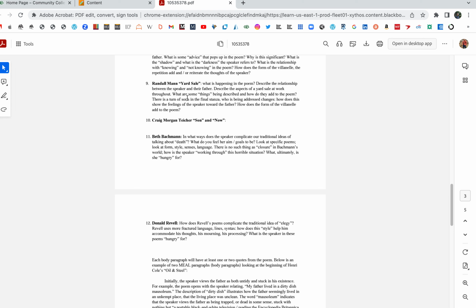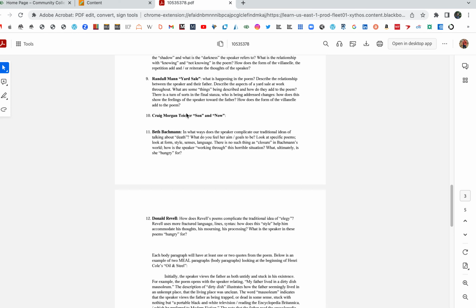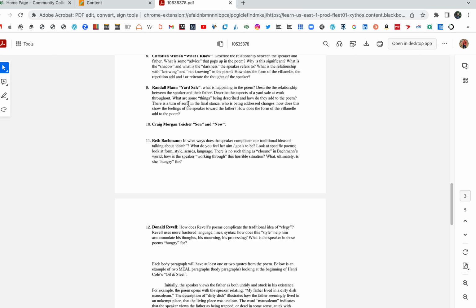Randall Mann's Yard Sale. What is happening in the poem? Describe the relationship between the speaker and their father. Describe the aspects of a yard sale at work throughout. What are some things being described and how do they add to the poem? There is a turn of sorts in the final stanza. Who is being addressed changes. How does this show the feelings of the speaker toward the father? How does the form of the villanelle add to the poem? Again, look at one or two and answer those.